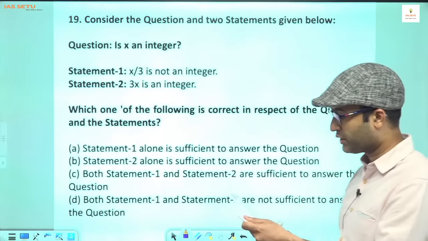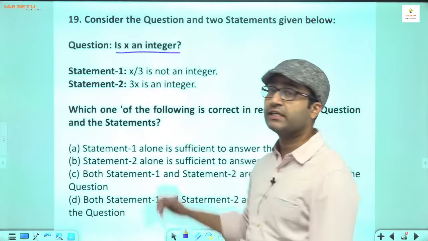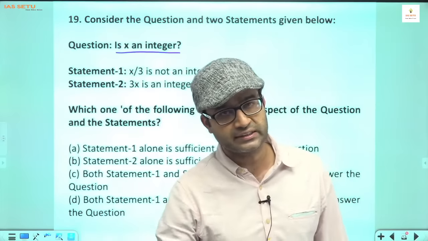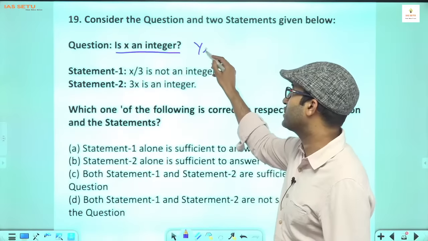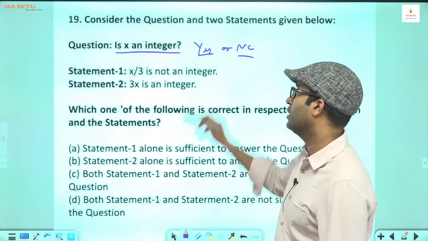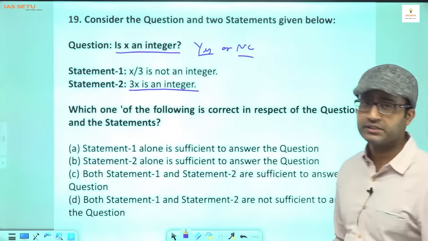Consider the question and two statements given. Is x an integer? It is not asking for the answer, it is asking whether x is an integer, yes or no. Can you confirm yes or no? So it is given that 3x is an integer.